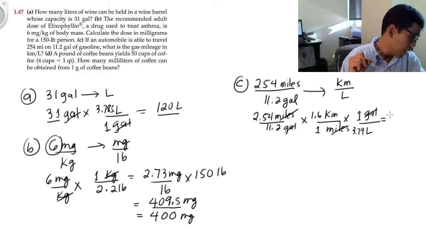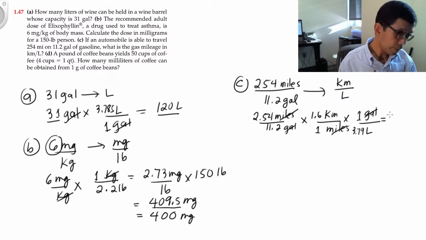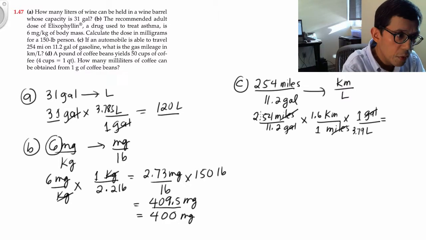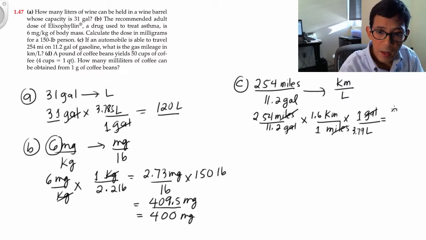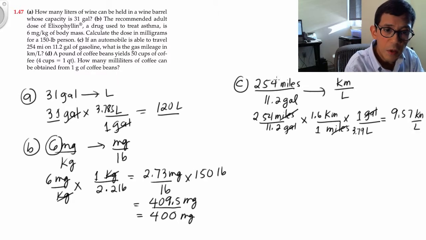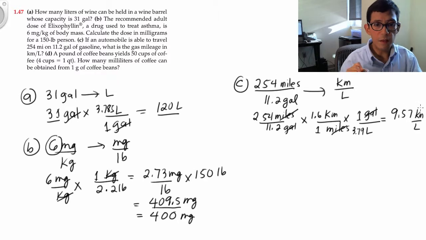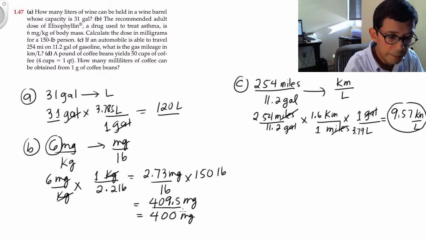So if you do the math, you should get 254 times 1.6 divided by 11.2 divided by 3.79. And I am getting 9.57 kilometers per liter. So 3 sig figs, therefore that would be correct.